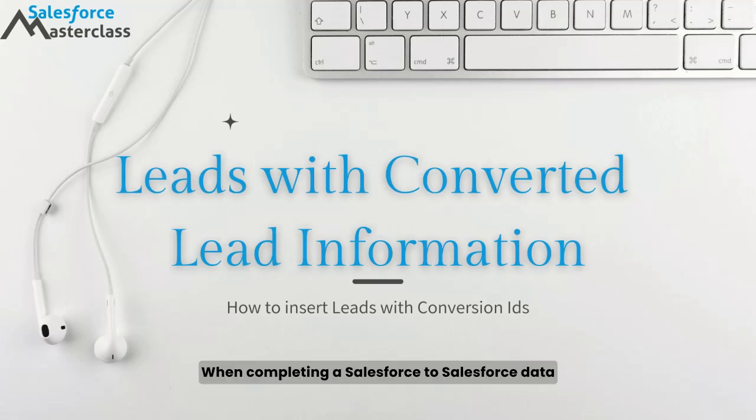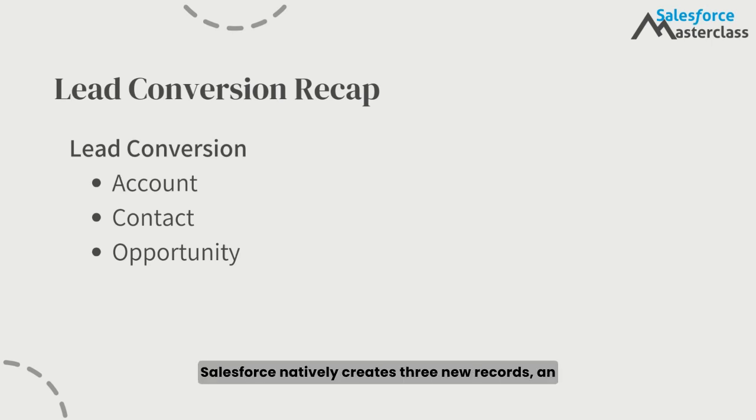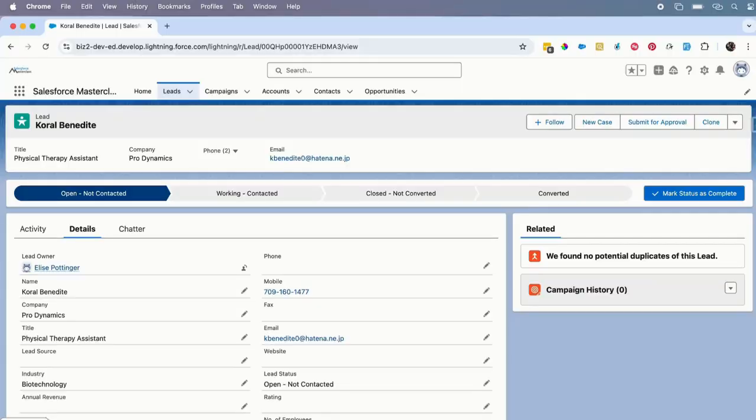When completing a Salesforce to Salesforce data migration, you may be tasked with migrating leads that have converted lead information. This lesson tells you what you need to know to do it right the first time. Let's make sure you remember what happens when a lead is converted. Salesforce natively creates three new records: an account, a contact, and an opportunity, unless it is told to do otherwise.